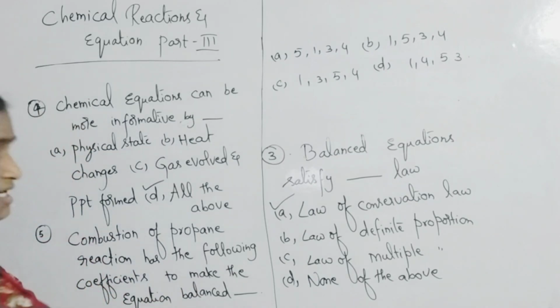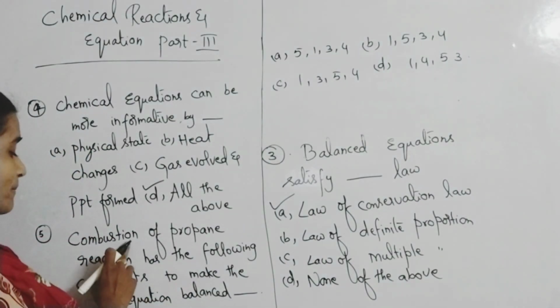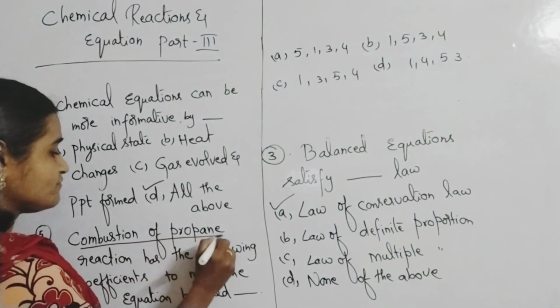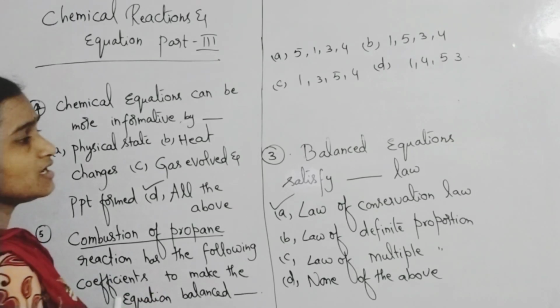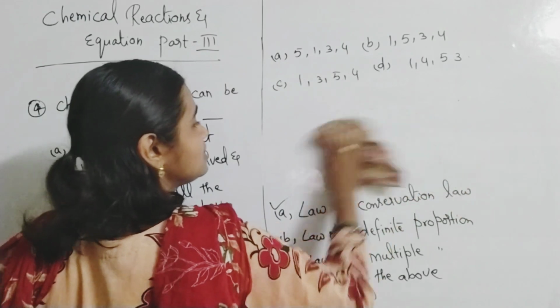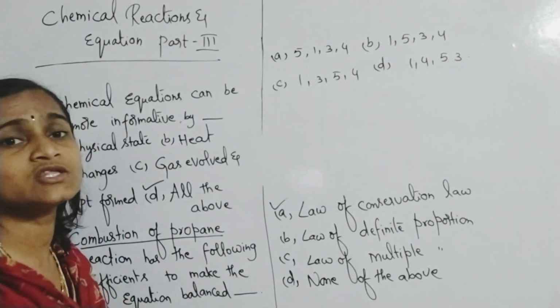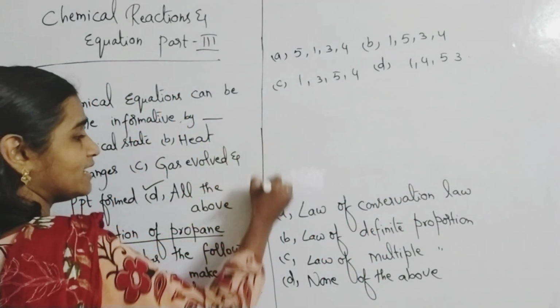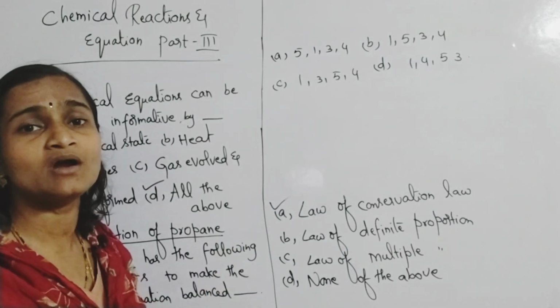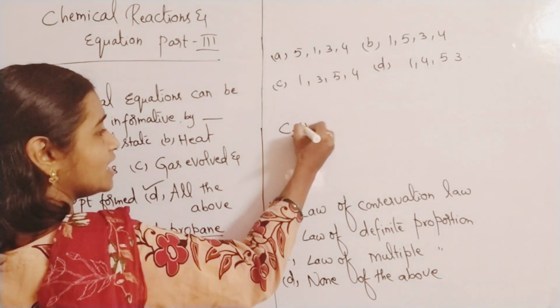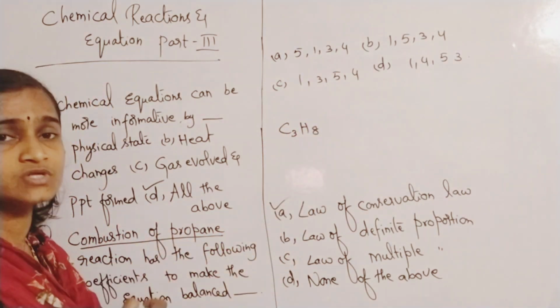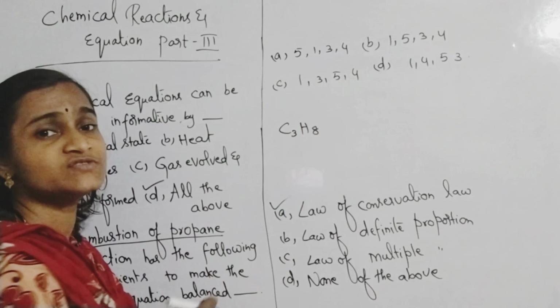What is the question asked here? You have to write a balanced equation for the combustion of propane. For that, what coefficients come for propane, and what is the coefficient for oxygen? Combustion reaction means burning, and burning is possible only with oxygen. Propane is C3H8. I am writing the balanced equation. Once you check, then you will understand what coefficients will come.